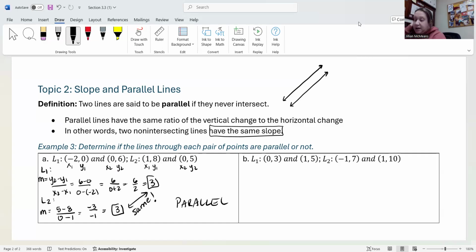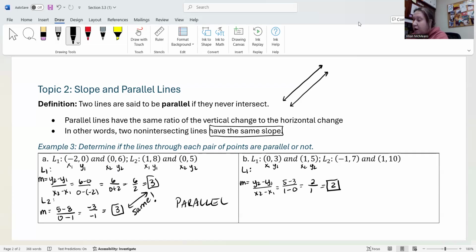Let's see what happens in part B of example 3. We have L1. Let's label the points x1, y1, x2, y2. For our slope, remember it's y2 minus y1 over x2 minus x1. So y2 is 5, y1 is 3, so I get 5 minus 3. x2 is 1 minus x1, which is 0. 5 minus 3 is 2, and 1 minus 0 is 1. So for L1, we get a slope of 2.